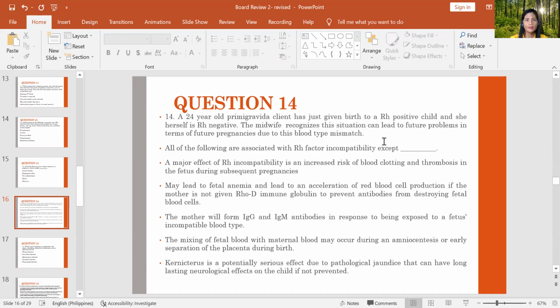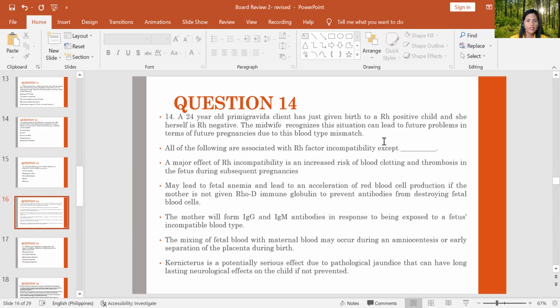A 24-year-old primigravida client has just given birth to an Rh positive child and she herself is Rh negative. The midwife recognizes this situation can lead to future problems in terms of future pregnancies due to this blood type mismatch. All of the following are associated with Rh factor incompatibility except.